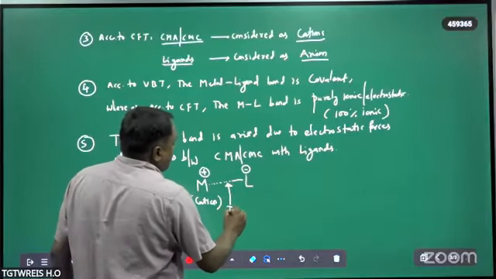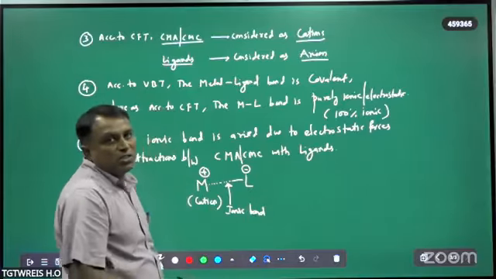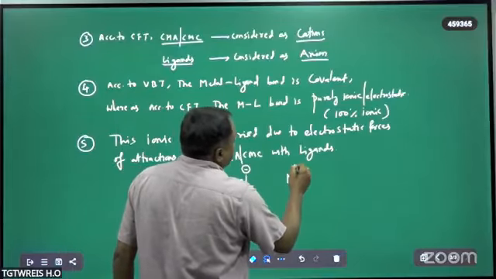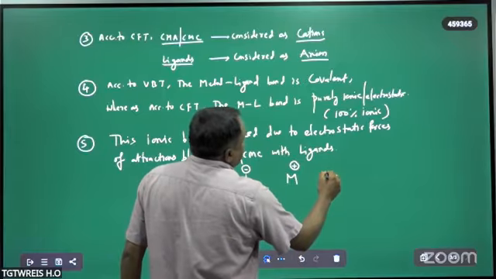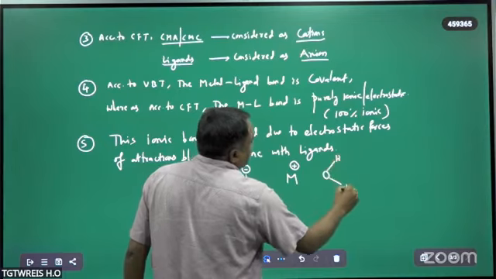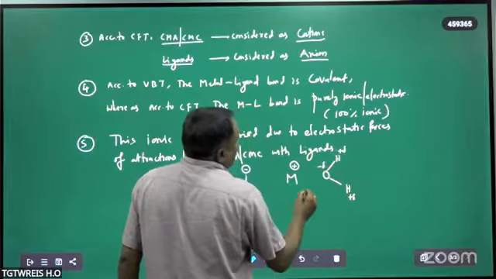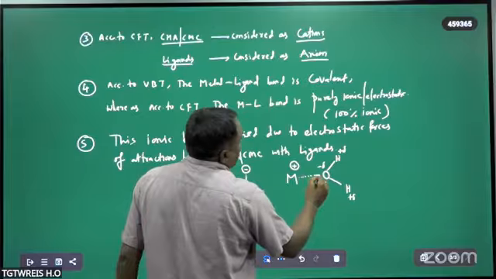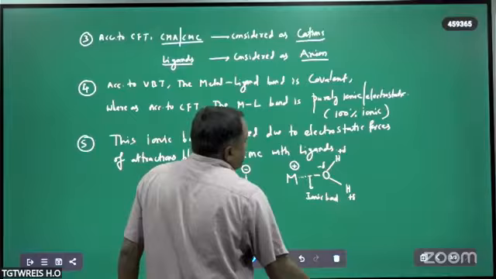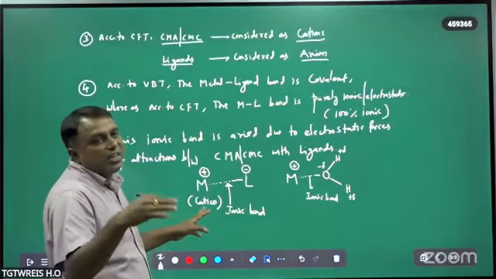This is the attraction force between the two oppositely charged species. For example, this is the metal atom with positive charge, and this is the ligand, for example OH2. This is the positively charged species, and this is the negatively charged atom. So in between this, we again have the electrostatic force of attraction. Therefore, it is again an ionic bond. Therefore, forces of attraction are of two different types. Forces between the metal and ligands are of two types.